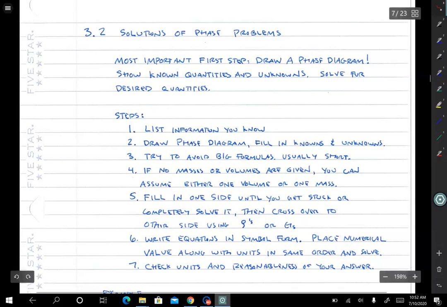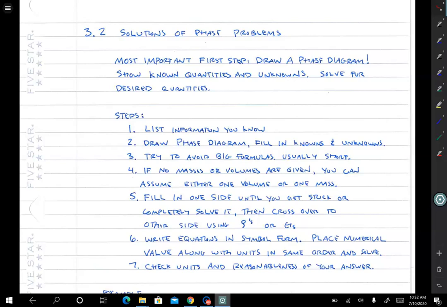So if no masses or volumes are given, if you're solving for just kind of like this undefined amount of soil, what you can do is assume 1. You can set something to be equal to 1, or whatever number you want, but there are strategies that make this easier. Usually we'll set the volume of solids to be equal to 1 meter cubed, for example, and then we'll solve for the other volumes based on measured water contents and stuff like that.